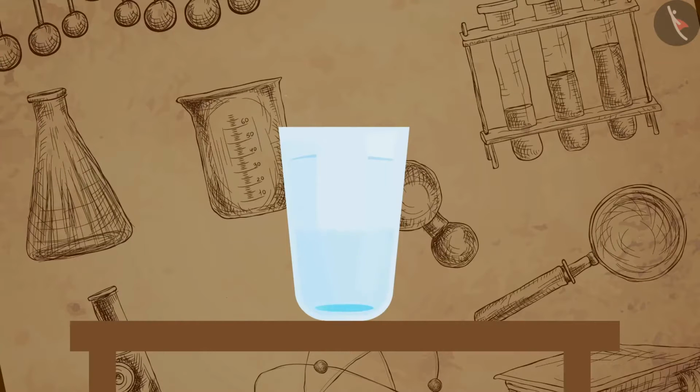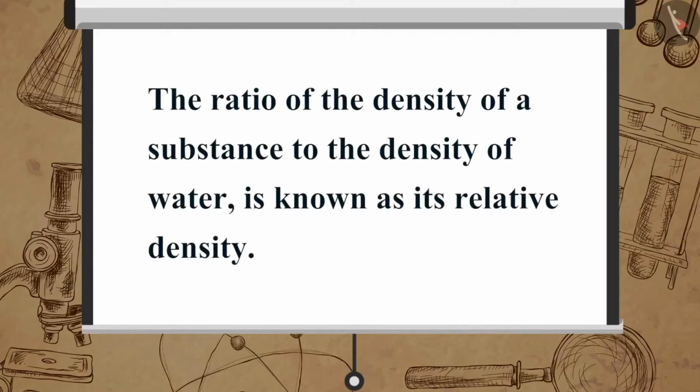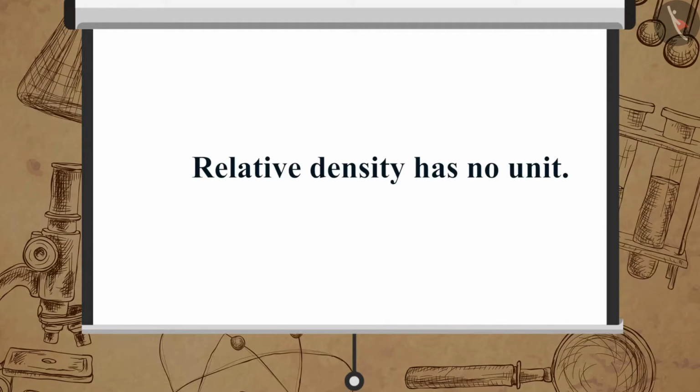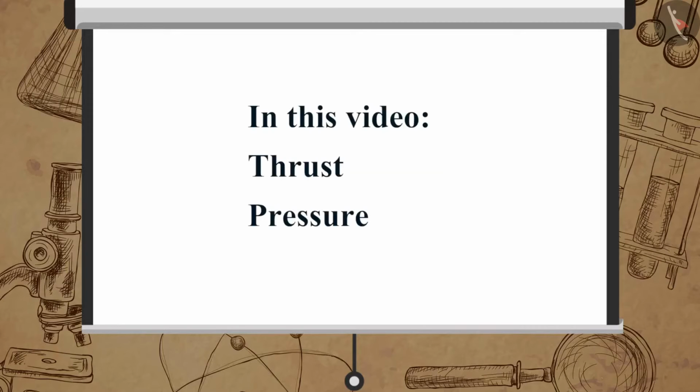We can find out if an object will sink or float in water by comparing its density with that of water. The ratio of the density of a substance to the density of water is known as its relative density. Relative density does not have a unit as it is the ratio of similar quantities. In this video, we learned about thrust and pressure.